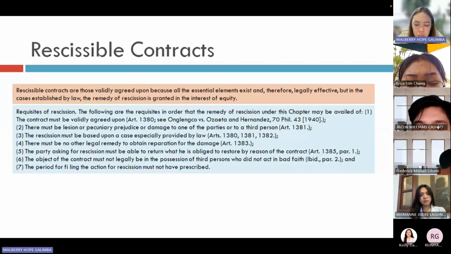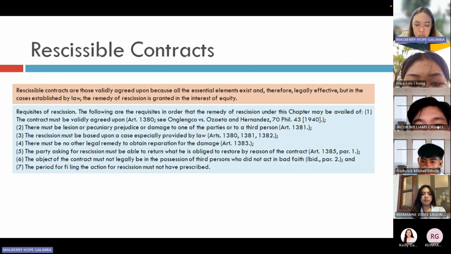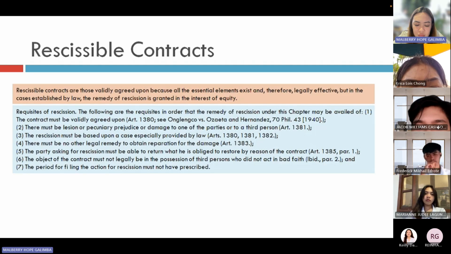The last one is the period for filing the action for rescission must not have prescribed. Seven is more of a procedural matter, meaning there is a prescription. It's not the prescription that you're thinking of, no, not doctor's prescription. Prescription here means that the law provides a certain period for a person to cancel that contract. If that period lapses, mag-expire ng period, you lose your right to have the contract canceled. So, provided that the period for prescription has not yet expired, you can still have the right to file an action or the right to cancel the contract in court.